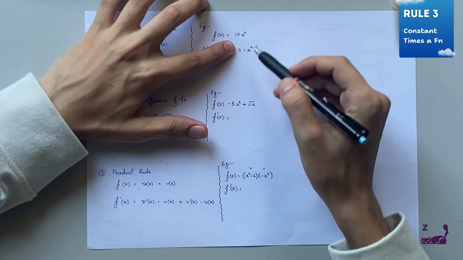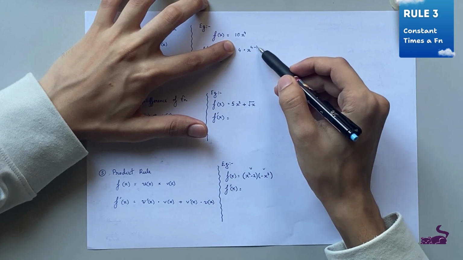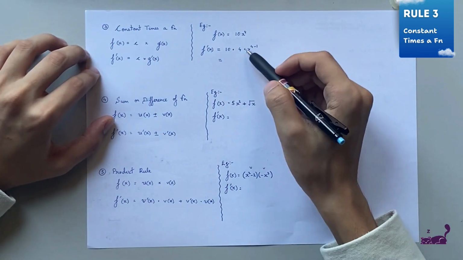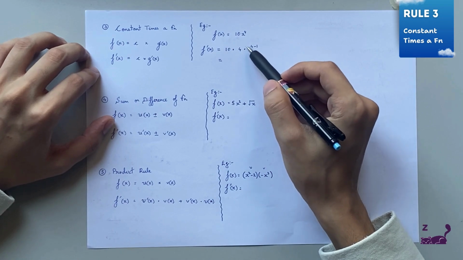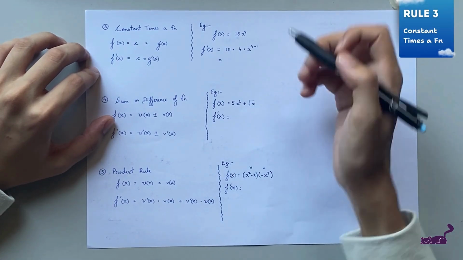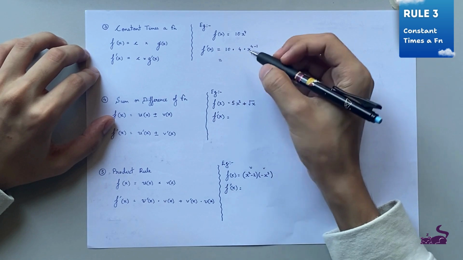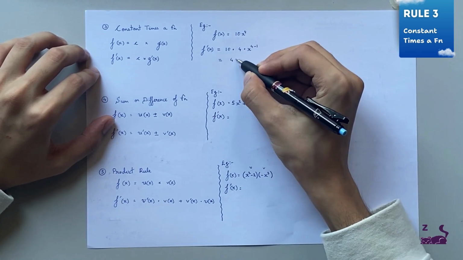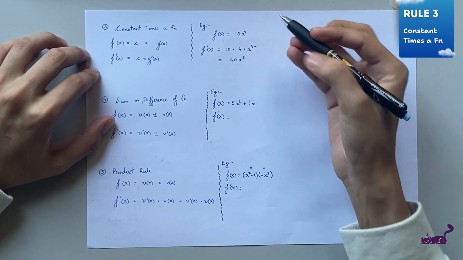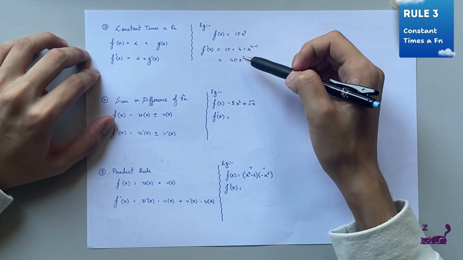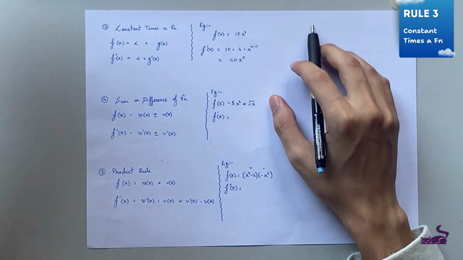We brought the 4 down and we multiplied by x raised to the power 4, which was subtracted by 1, right? The only difference is we have a constant in this case that is multiplied by the entire differentiation. So let's try to solve this function. 10 times 4 becomes 40, and this becomes x raised to the power 3. So this is how we solve for a constant times a function. Good. Now let's move on to some more examples.